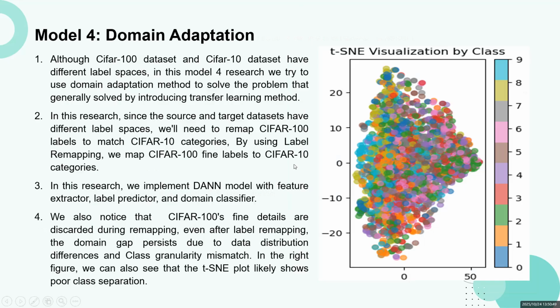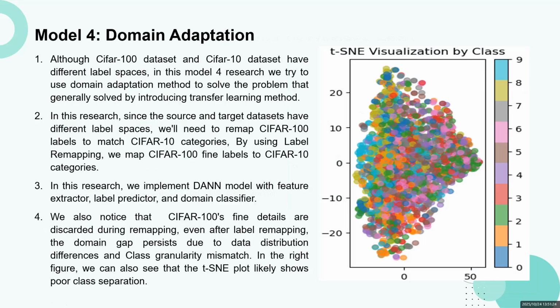In Model 4, we build domain adaptation. Although the CIFAR-100 dataset and CIFAR-10 dataset have different label spaces, in this Model 4 research, we try to use domain adaptation to solve the problems that are generally solved by the transfer learning method. Since the source and target datasets have different label spaces, we need to remap CIFAR-100 labels to match CIFAR-10 categories. By using label remapping, we map CIFAR-100 fine labels to CIFAR-10 categories.